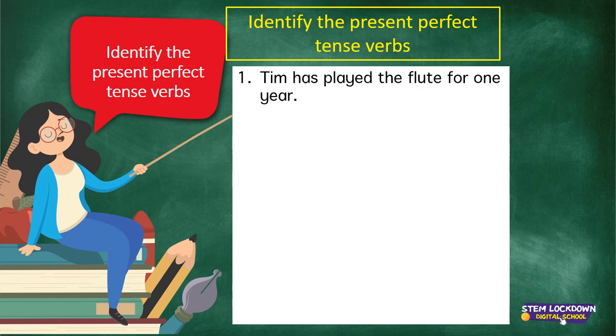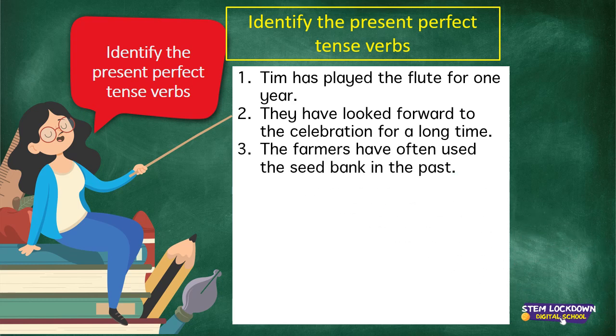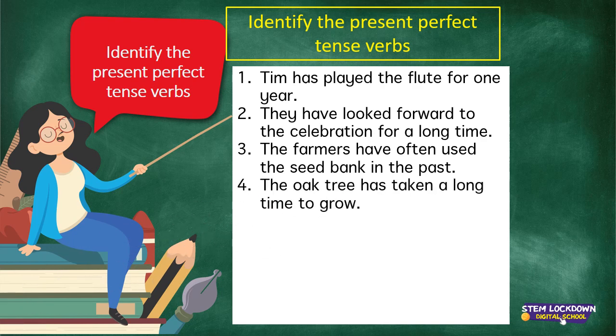Number 1, Tim has played the flute for 1 year. Number 2, they have looked forward to the celebration for a long time. Number 3, the farmers have often used the seed bank in the past. Number 4, the oak tree has taken a long time to grow. Number 5, she has sung in the choir for 3 years.